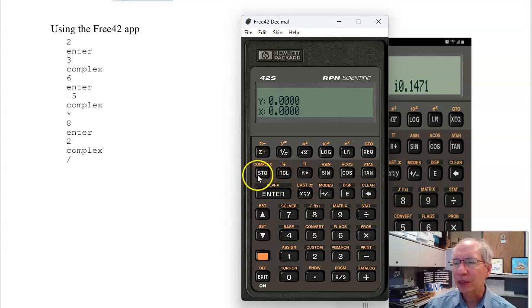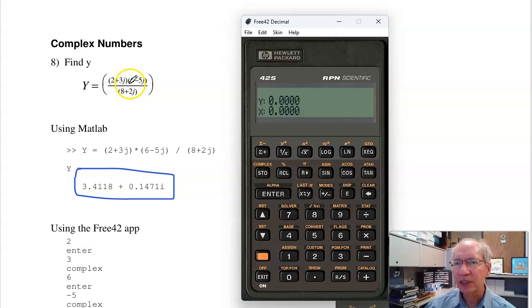To do a complex number, there's this complex key. So to do that, I would say 2 plus 3j. 2, enter 3, complex. So there's the first number. 6, enter -5, complex. Once the stack is set up, I can multiply. 8, enter 2, complex, divide. HPs work really, really well with complex numbers.